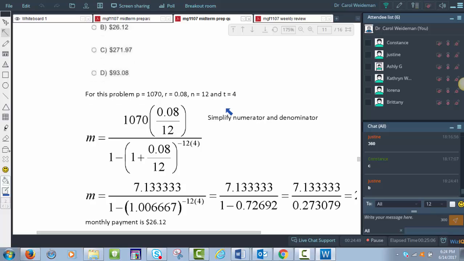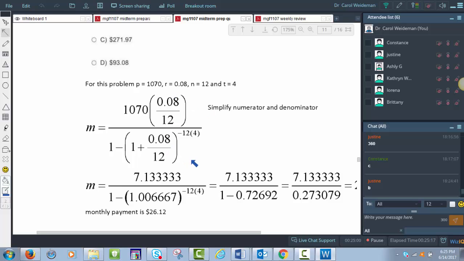All right, so for our problem, $1,070, interest rate 0.08, monthly payment, so n is 12, and 4 years. So I'm going to drop those into my formula. The most important thing on this formula, I mentioned this in the weekly chat, is the negative in that exponent.